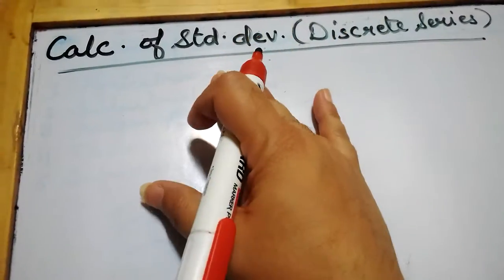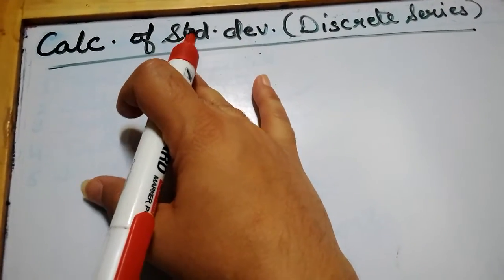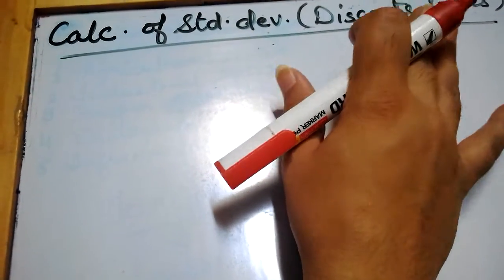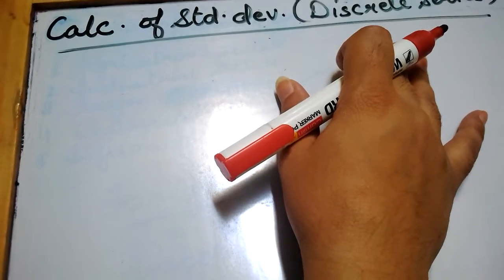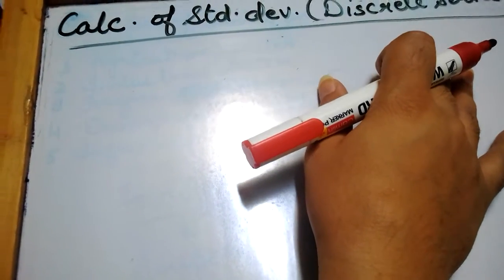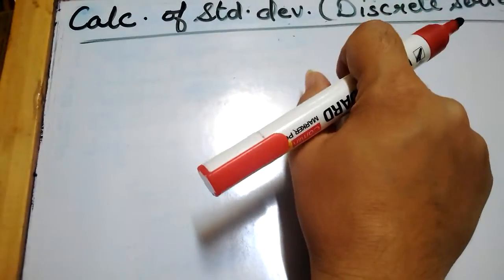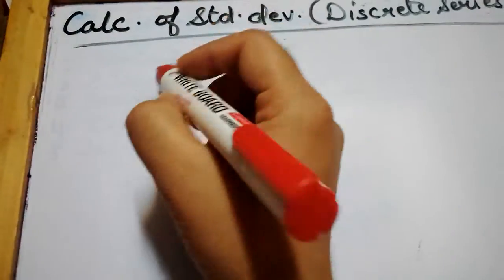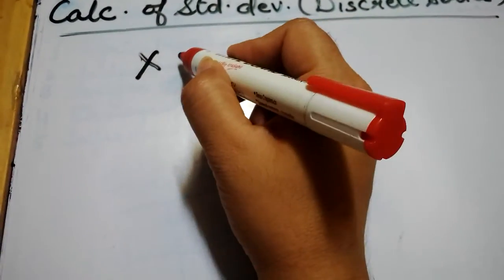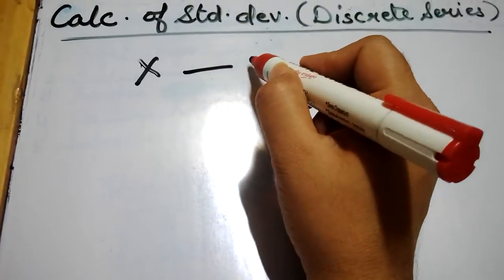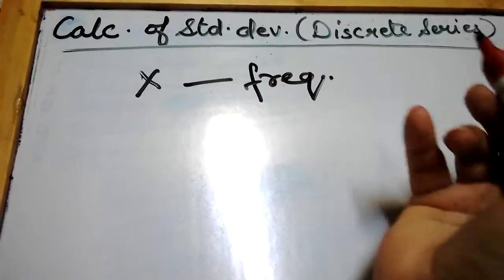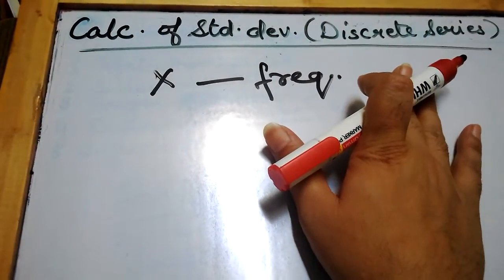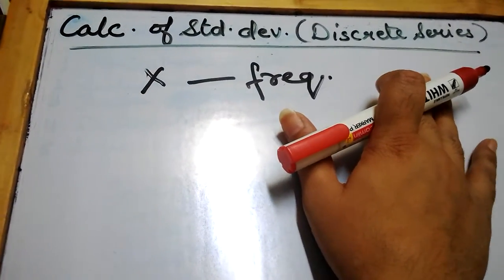Good afternoon, children. Today we are going to discuss the calculation of standard deviation when a discrete series is given to you. So, children, what do you mean by discrete series? Discrete series refers to the series in which the frequency is also given with the value of the x variable. That means the x variable is given to us, and with that x variable, the frequency of this x variable is also given to us. When we have this type of series, that is called discrete series.